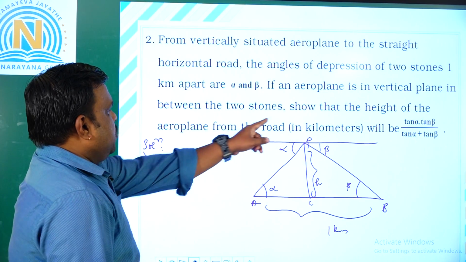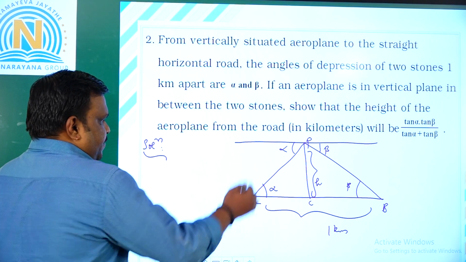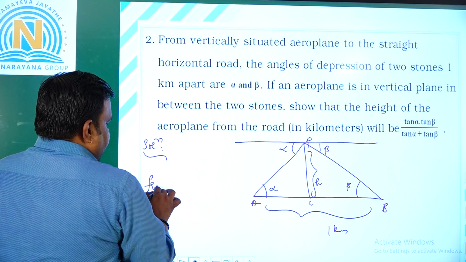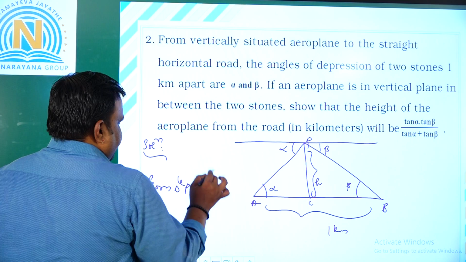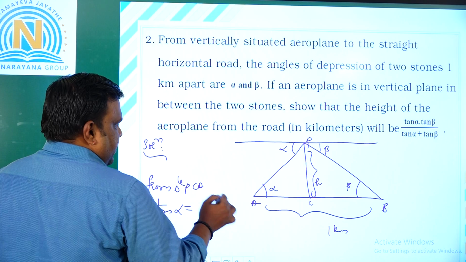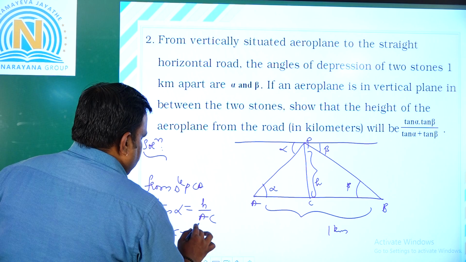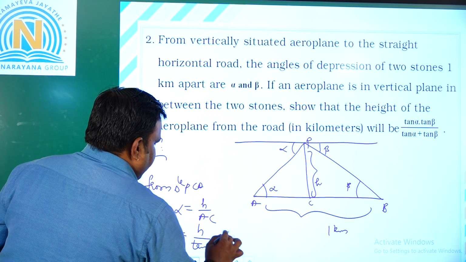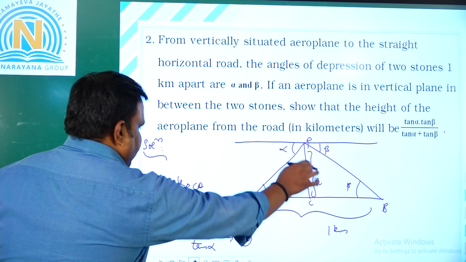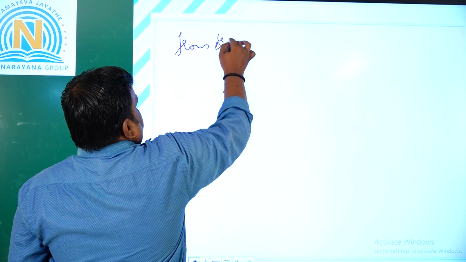Now you have to show that the height of the aeroplane from the road will be tan alpha into tan beta by tan alpha plus tan beta. We can observe this triangle here. PCA is the first triangle. From triangle PCA, if you observe properly, tan alpha is equal to PC by AC, that is h by AC. From here, AC is equal to h by tan alpha. Name this as the first equation. Now, again take the second triangle, that is PCB. From triangle PCB.